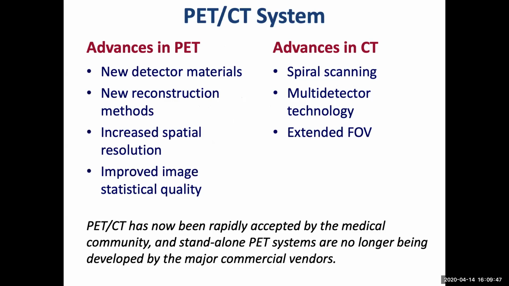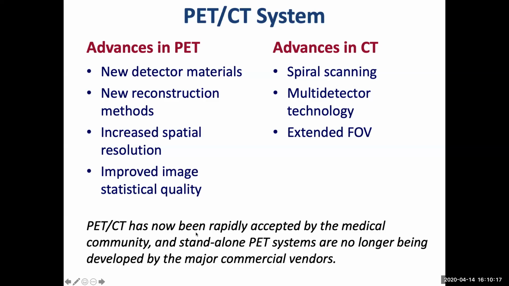We can see the advances in PET and advances in CT here. In PET, we have new detector materials like LSO and LYSO. We have new reconstruction methods, better spatial resolution, and also improved image statistical quality. In CT, we have spiral scanning, multi-detector technology, and also extended field of view, especially for radiotherapy patients for treatment planning. This is very useful for them.